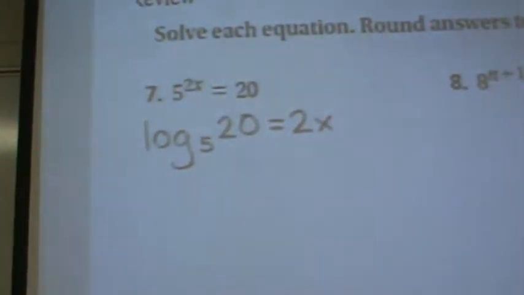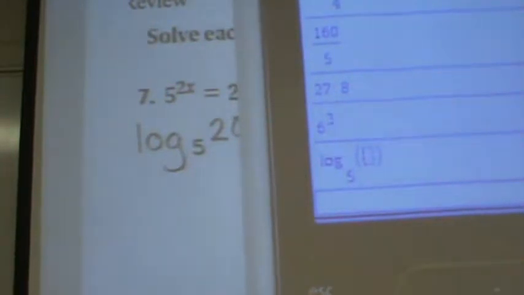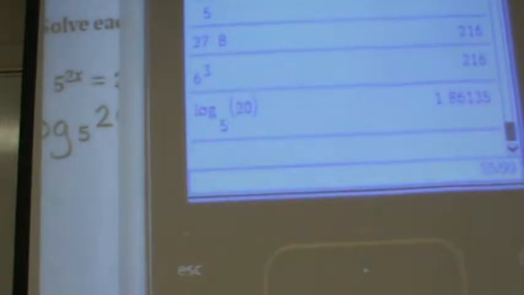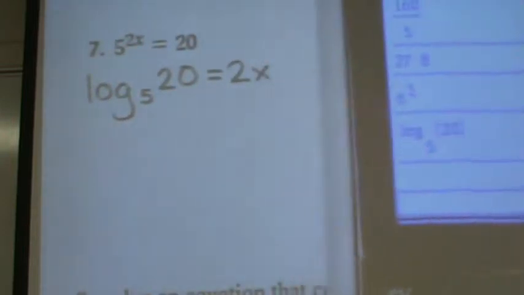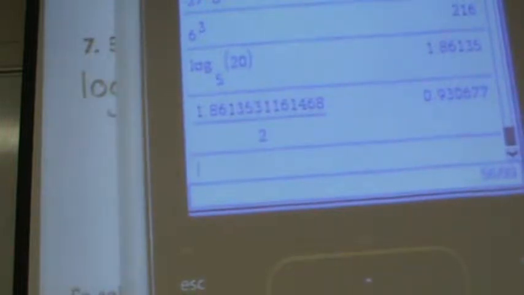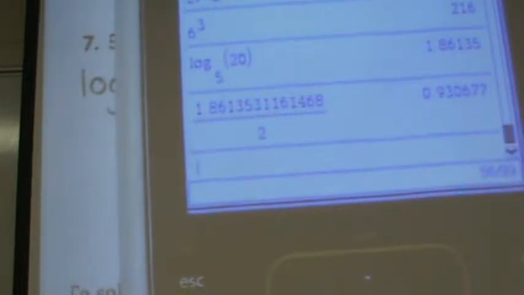Okay, then can you tell me what to do? And then you're going to type in your calculator the log of 20 with the base of 5. We're going to hit log, base 5, 20, and what are you going to get? 1.86, blah, blah, blah. What do I do with that answer? Divide by 2. And there's your answer, 0.930677. Now, there are actually a lot more decimals after that.